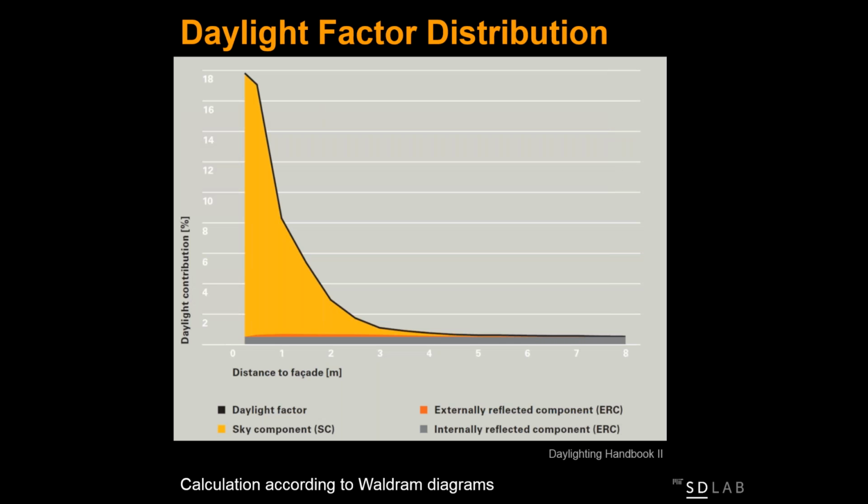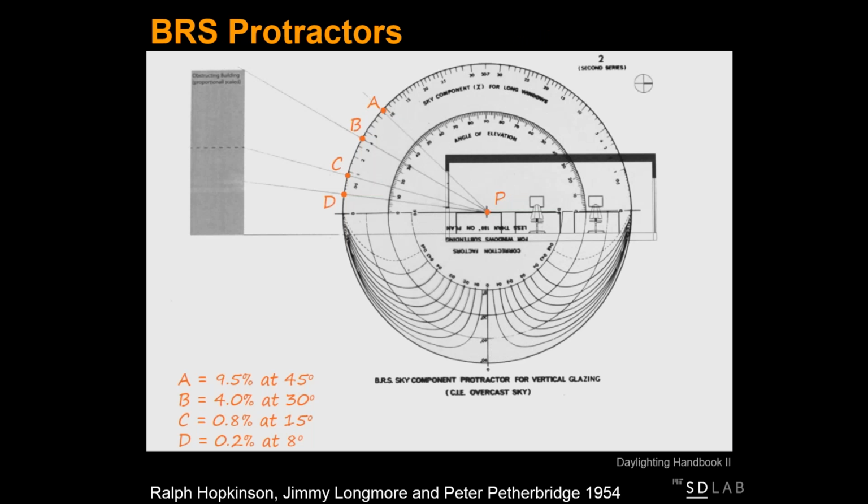If you do this now for a side-lit space and you vary the distance to the facade, then effectively you get something like what you see here on the screen. So very close to the window, you see a lot of sky, and if I'm moving further and further away, that component becomes smaller and smaller. So the next big innovation was really in 1954, from the Building Research Station, as the BRE was called in the UK at the time, where Ralph Hopkinson, Jimmy Longmore, and Peter Petherbridge developed these BRS protractors.